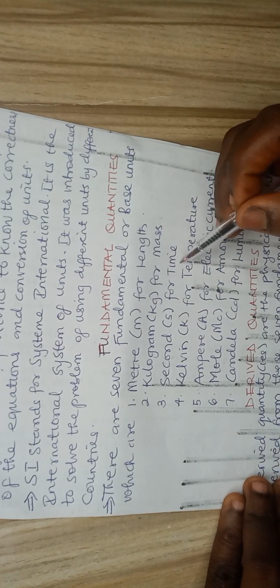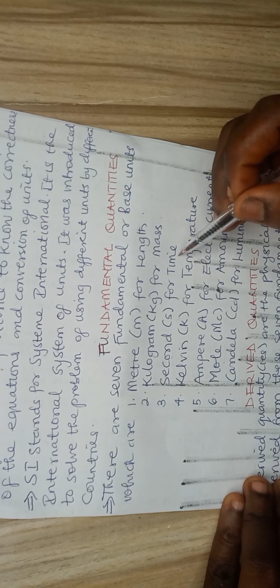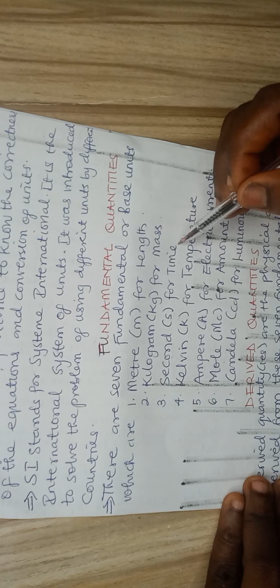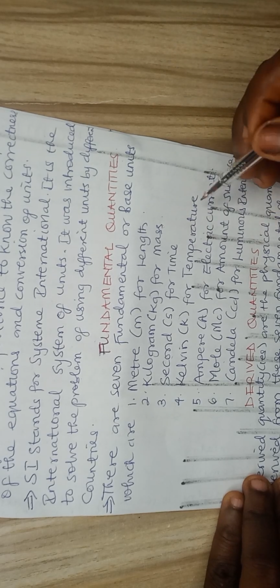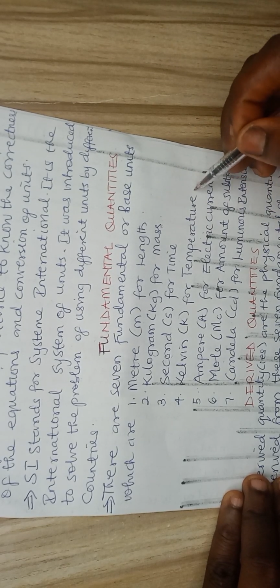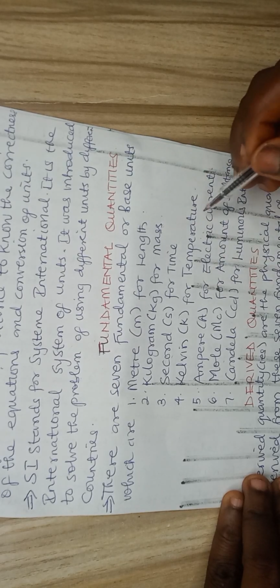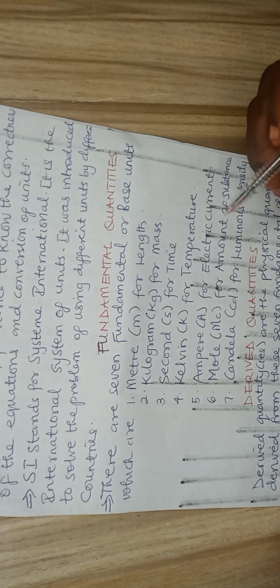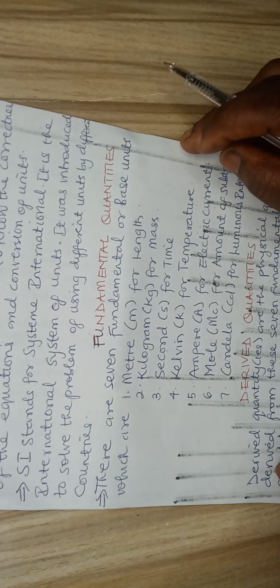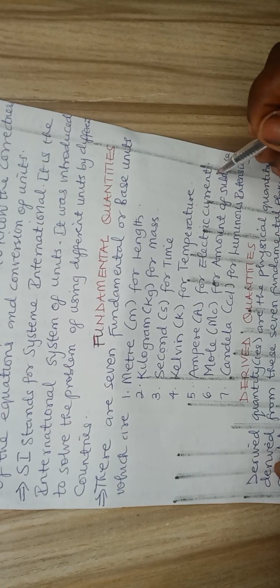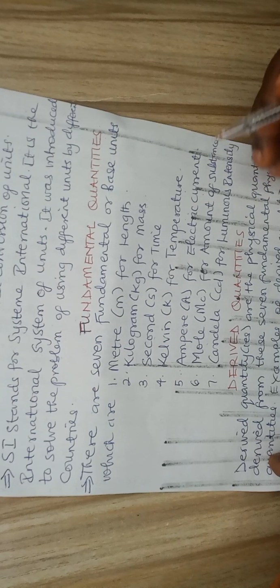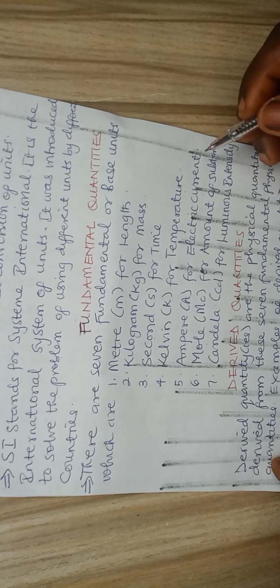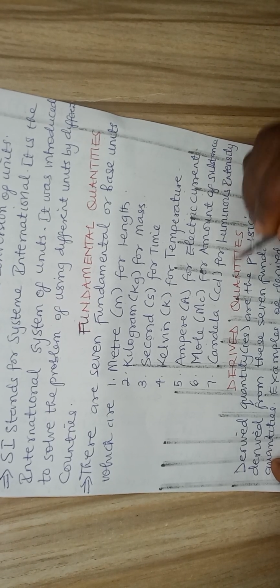Now, the next one is the second, which is denoted as S for time, and the instrument we use here is the clock. Then we also have the Kelvin for temperature, which is measured using a thermometer. The Kelvin is used to measure temperature, which is the degree of hotness or coldness of a body. Then we have the ampere for the electric current, which is the measure of the amount of current passing through a body. And ampere is denoted as A.